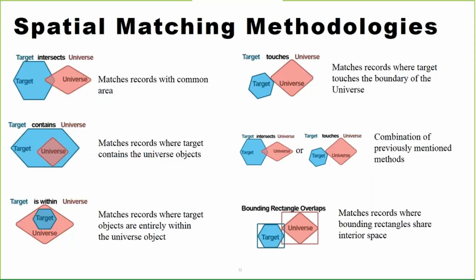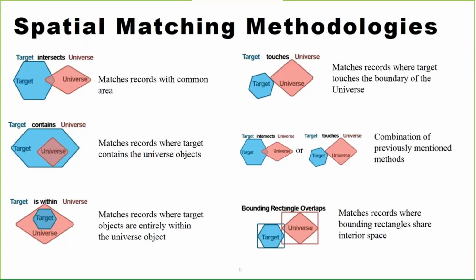Well, we're always going to be talking about how a target relates to a universe. So that can really depend on what you are looking for, especially when we start talking about contains or within. If you can see, a target intersects a universe, typically with point to polygon or polygon to polygon, where the target actually shares overlap, where they have common area. We can also define the match based on where the target contains a universe. We can also say where the target is within a universe.